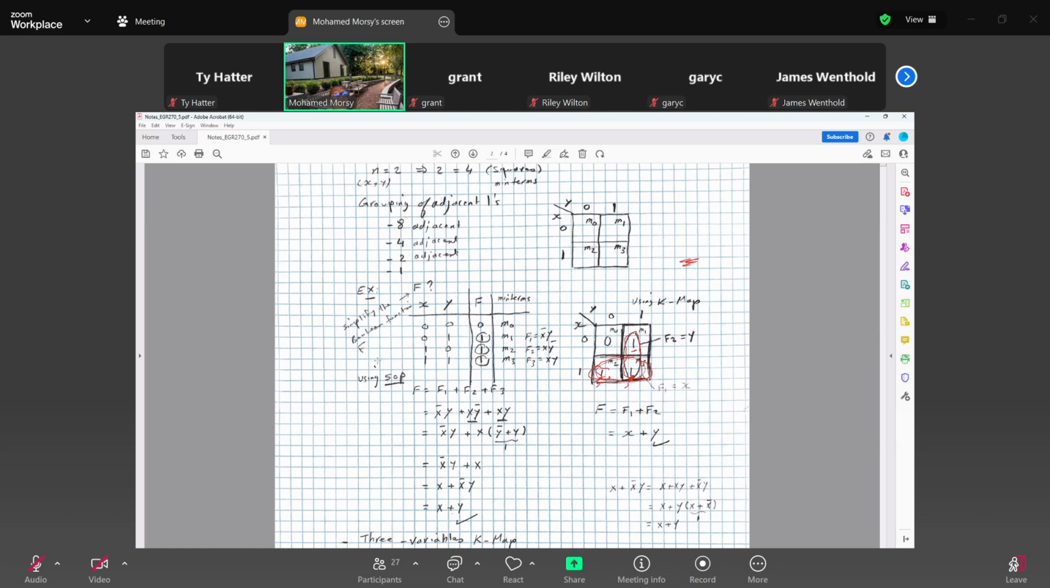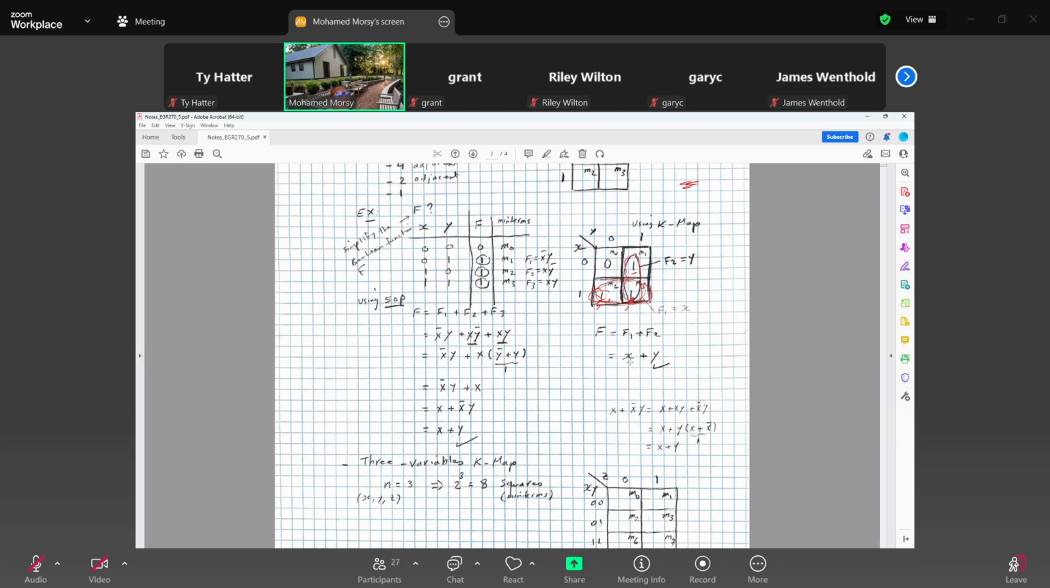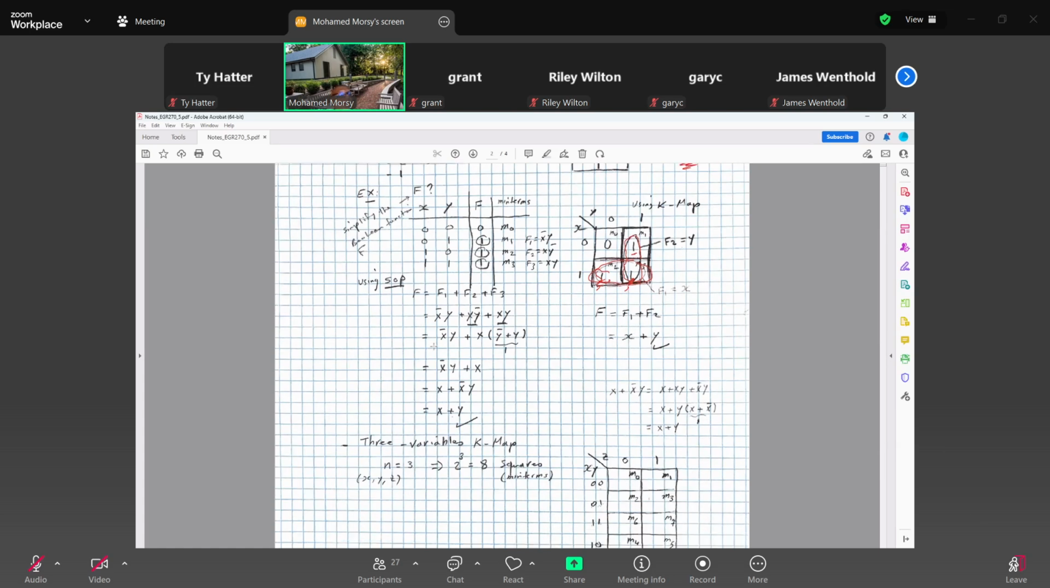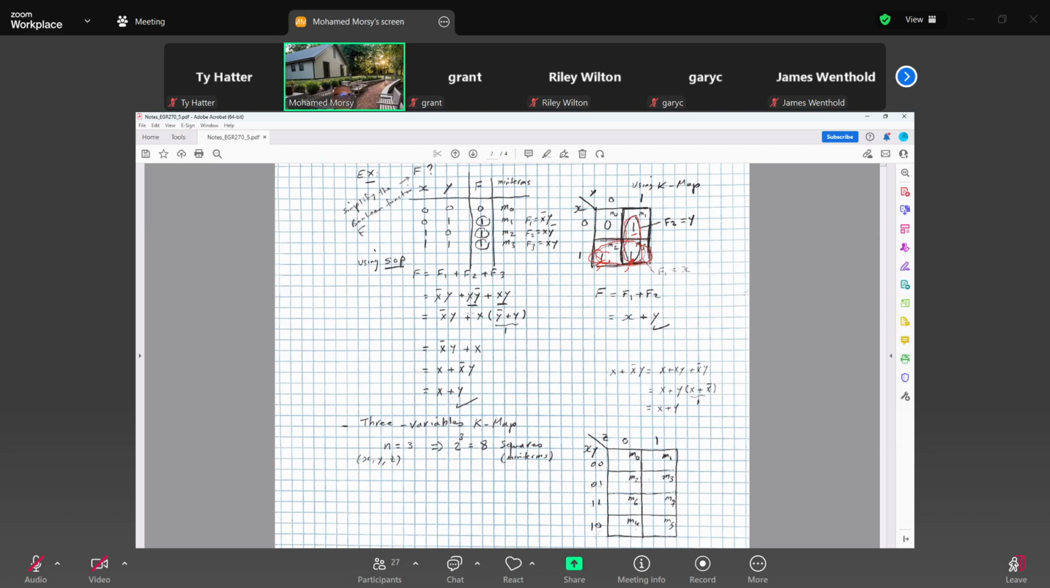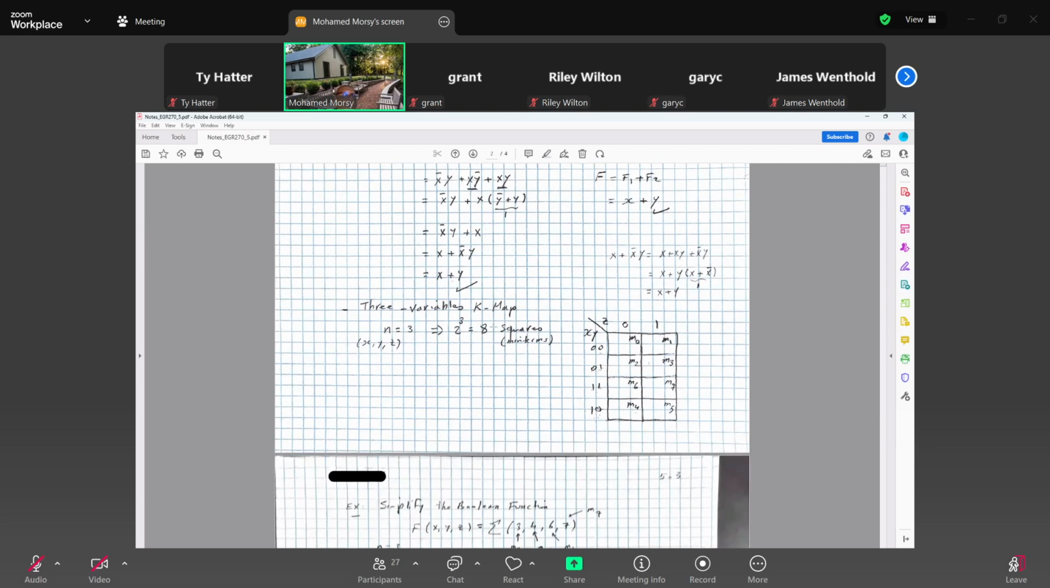If you look at x plus y here, we got it directly from the Karnaugh map. But in the traditional way, we have to do simplification using Boolean algebra.